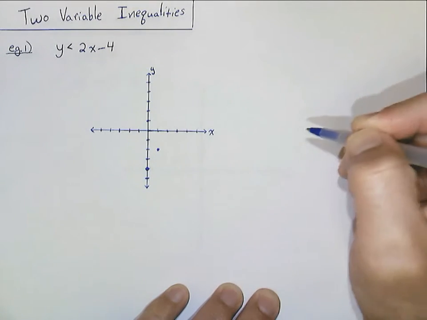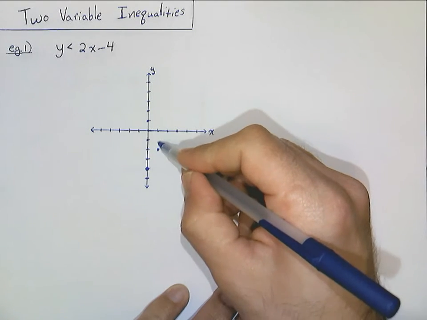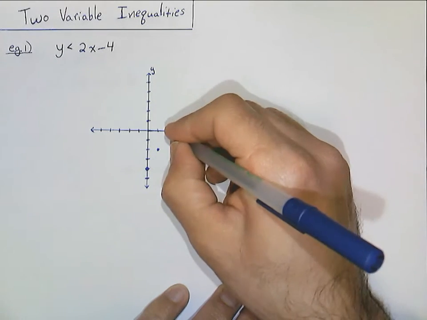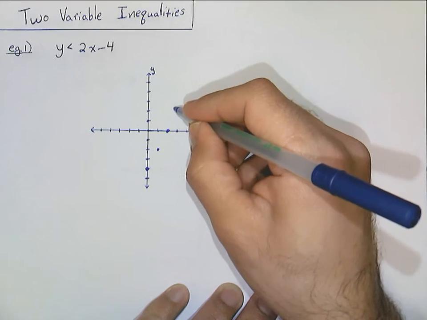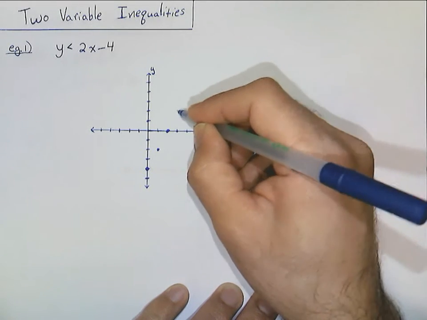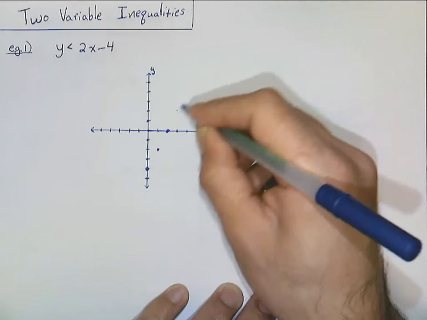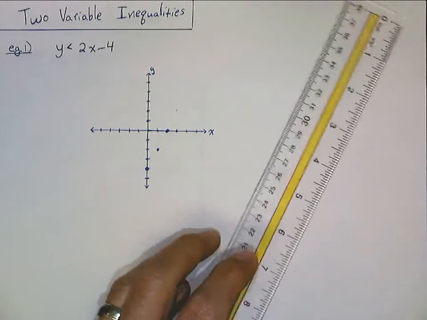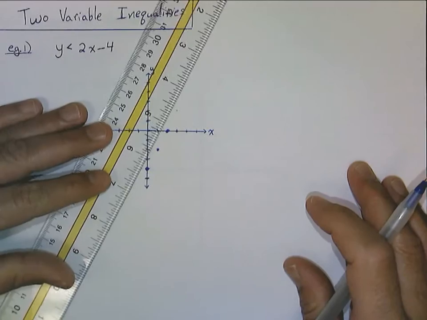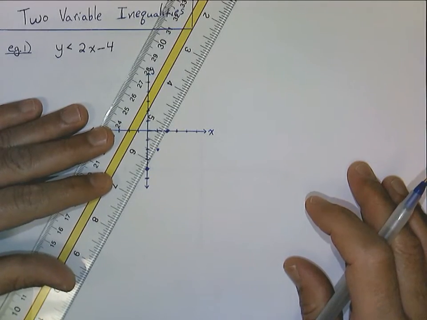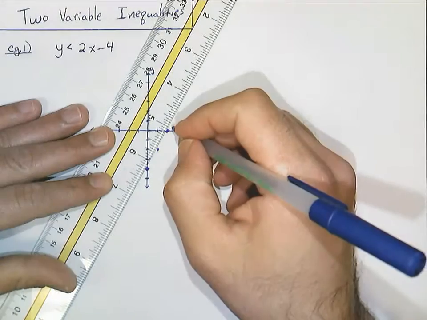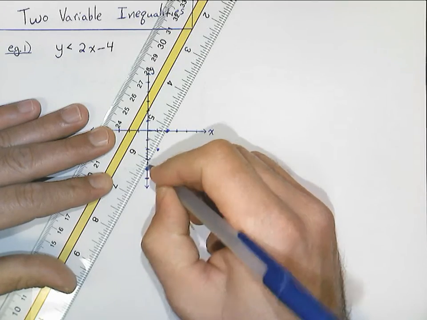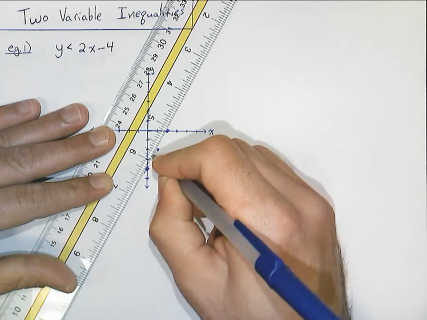There's another point on the line. We could even go again, rise of 2, run of 1. Here's another point. We could get a bunch of those if we wanted to. And then we would play connect the dots to get the line where equality happens. Now, since we have a strict inequality, we need to show that we don't actually want the points on the line. The way we're going to do that is with a dotted line.